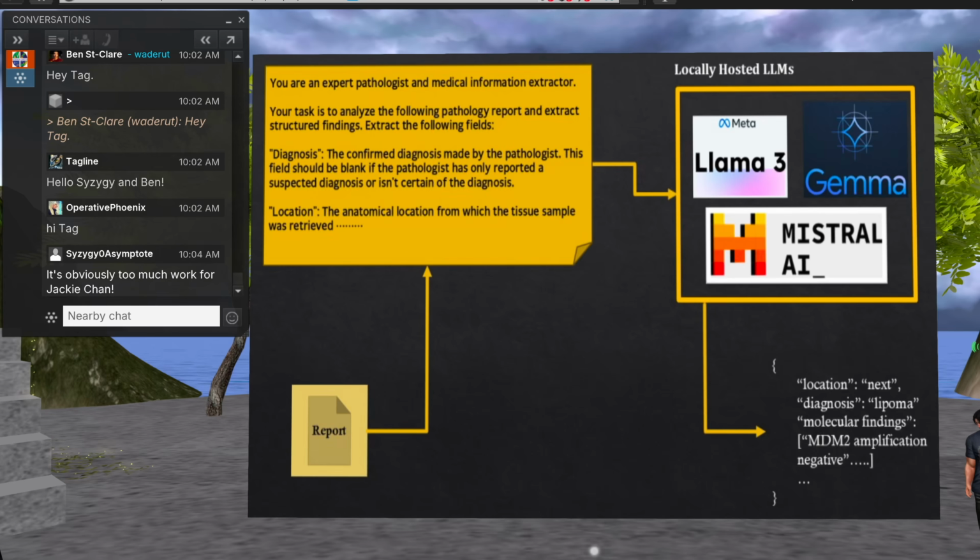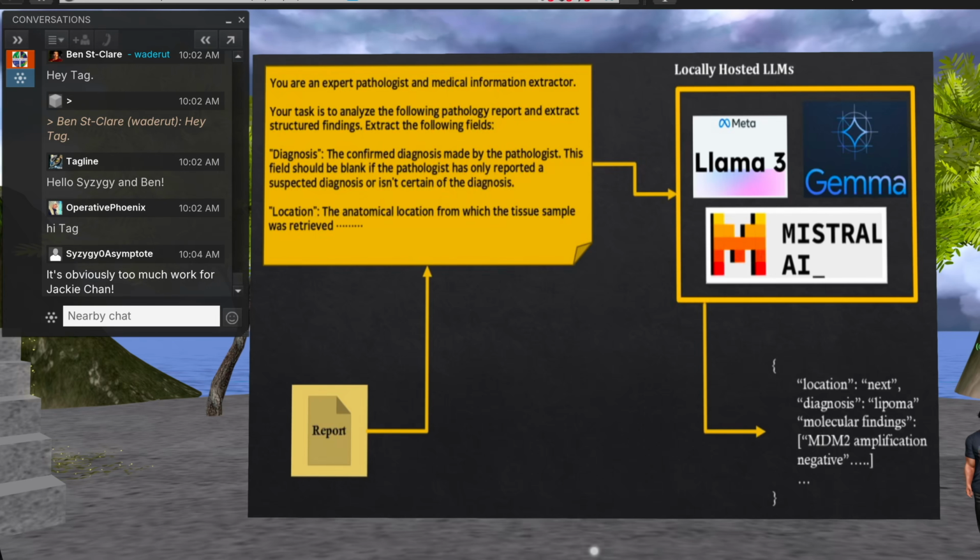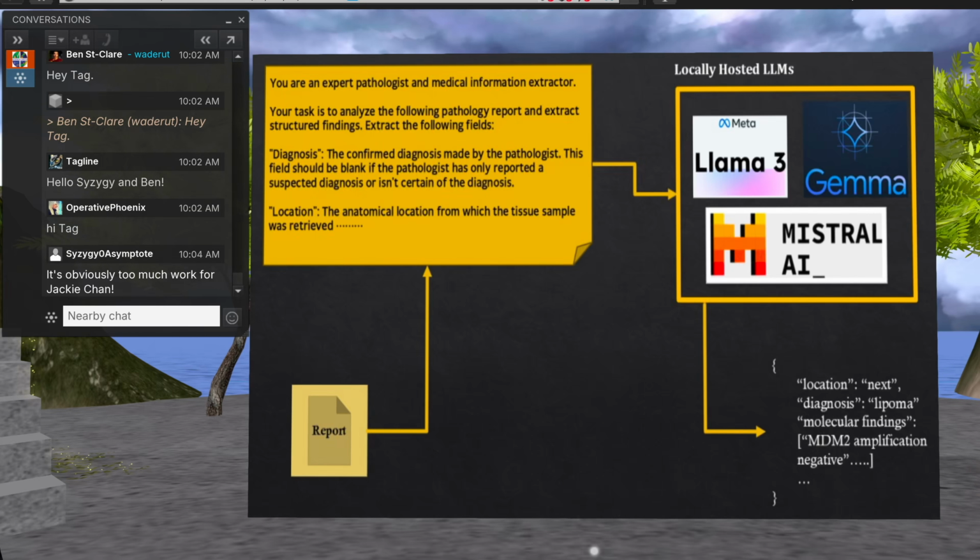So I had this idea at the start of my project. It was based on some work that I had done in my company before I started my PhD. I proposed, why don't we throw these reports with some instructions into a large language model? Many of you are familiar with GPT, Google's Gemini, or Llama.